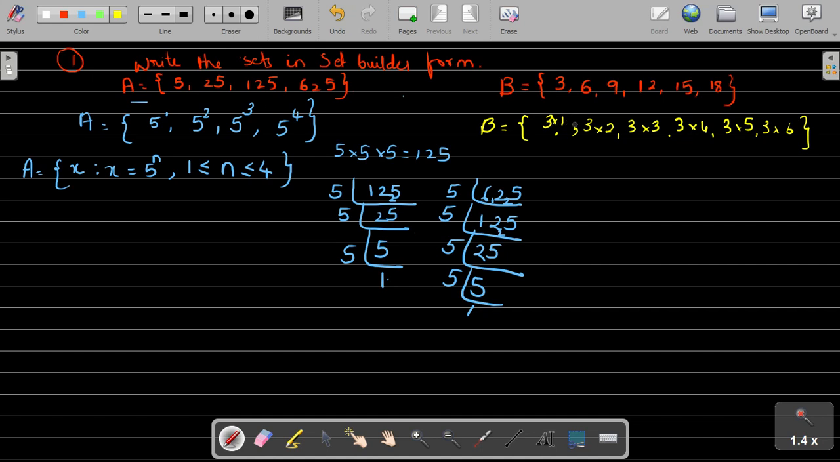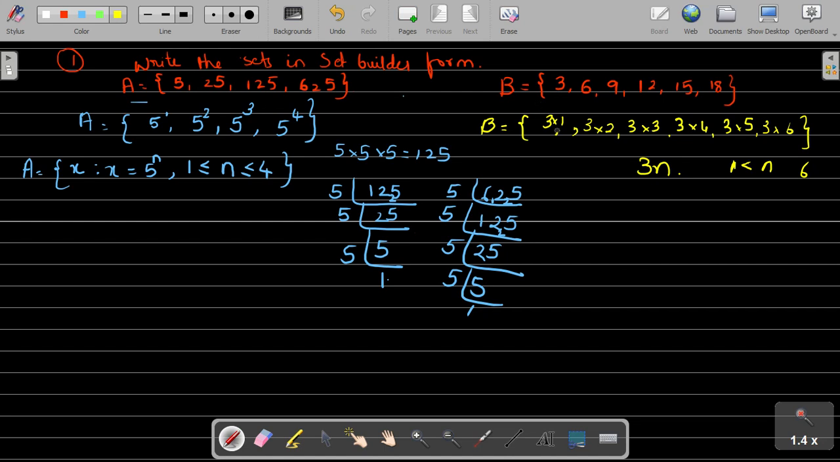3 multiplied once, 3 multiplied with 2, 3 multiplied with 3, 4 and so on. So it is in the form of something like 3n, isn't it? Now it's easy for us. And where are the values starting of n? Starting from 1, and the maximum value which ends up is 6. So n value lies between 1 and 6.